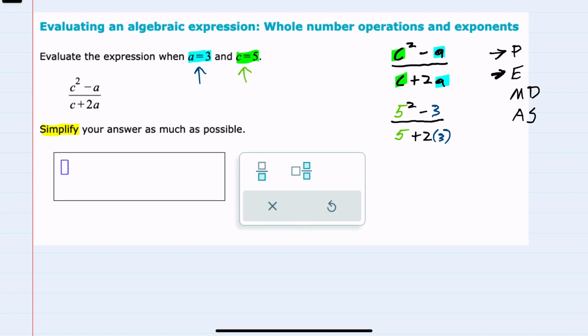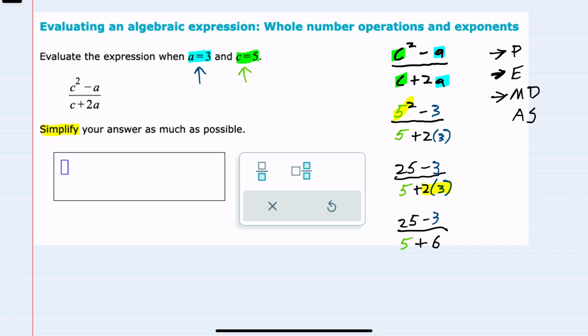And since I do have an exponent, that would be my first step to simplify. 5 squared is 25, and I can bring down the rest of this expression. And with no more exponents, I could move to multiplication and division. And I do have multiplication in the denominator, so I'll do that operation next, leaving the numerator the same. I now have a positive 2 times 3. That would give us a plus 6.